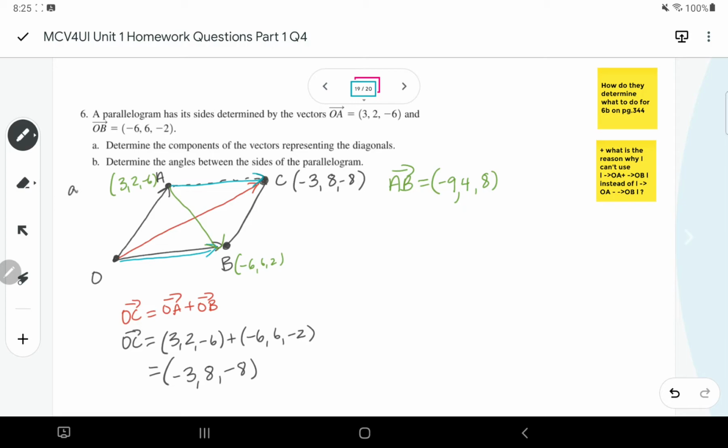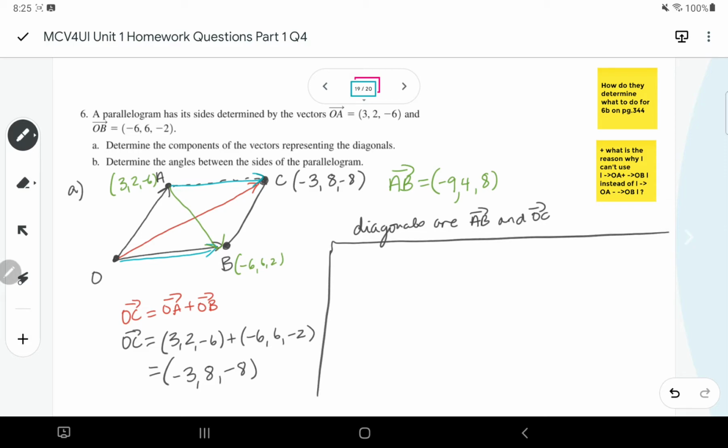The diagonals are AB and OC, with those vectors shown that we found.